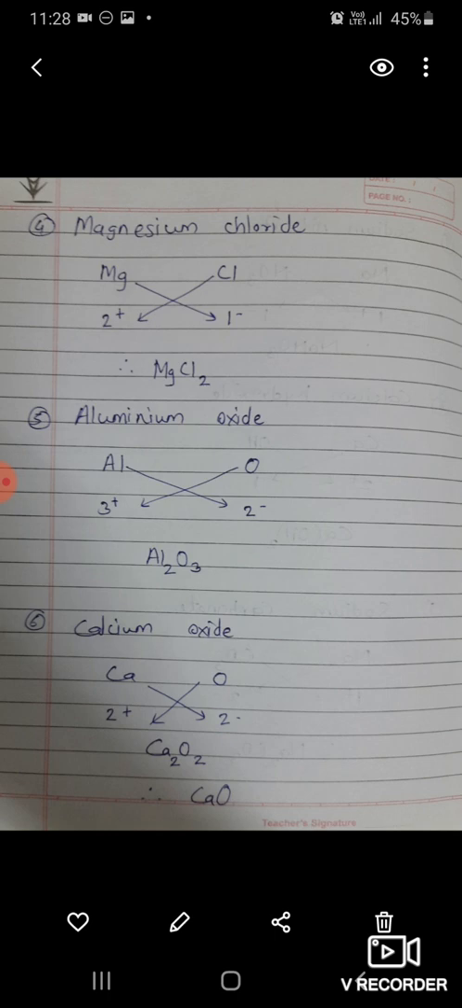Calcium oxide. Symbol of calcium is Ca, oxide O. Valency of calcium 2 plus, oxygen 2 minus. Now see, after crossing we get Ca2O2. Now these are the same numbers. Therefore they get cancelled, right? Whenever we write formulae, always we write lowest number. Okay. So calcium 2, oxygen 2. This is not a proper way. So that will get cancelled and the formula is CaO, calcium oxide.